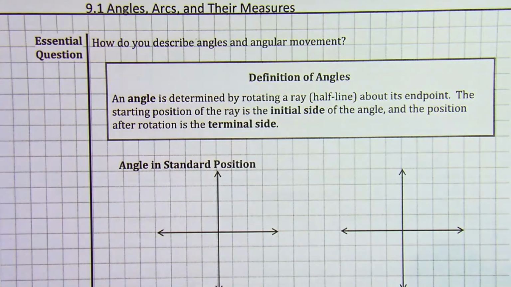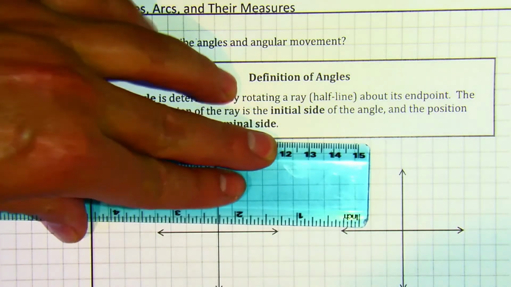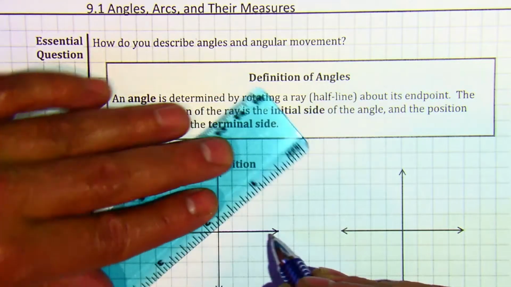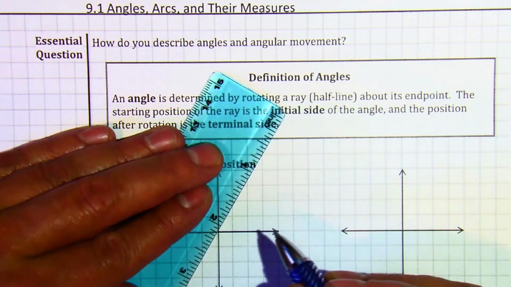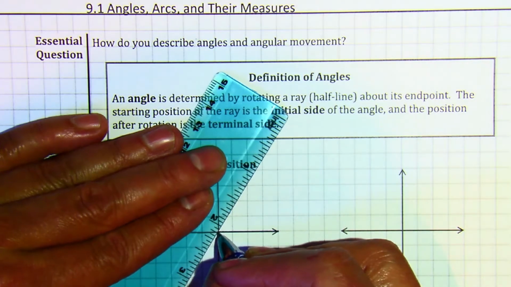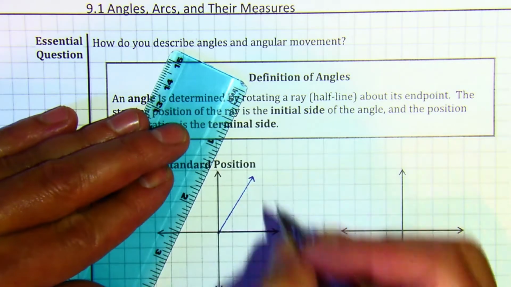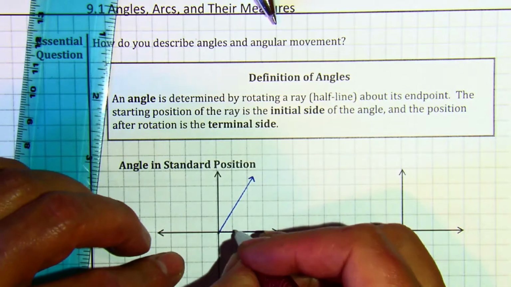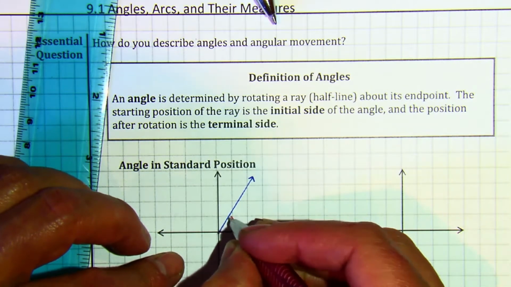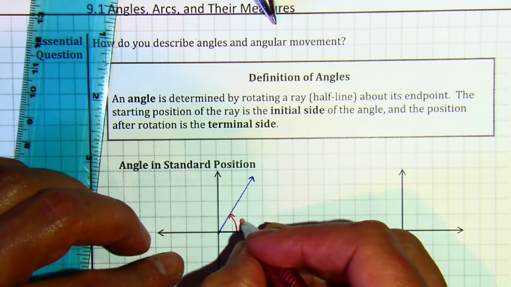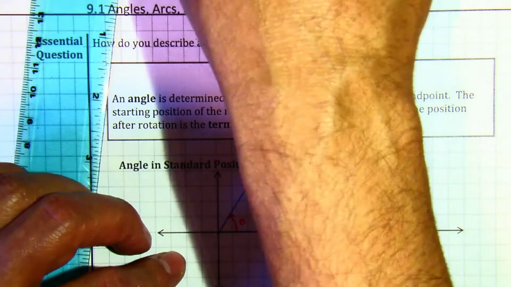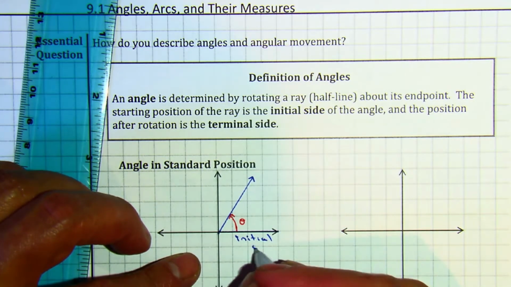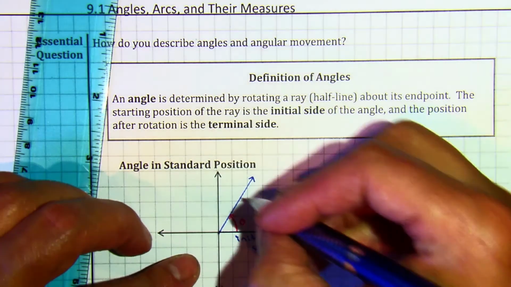So let's go and take the time to copy it down. We have our initial side that we rotated, and I'll place a 60-degree angle, or just around here, it's fine. And this ray, the rotation, and that'll be theta, where this is your initial side, and this is your terminal side.